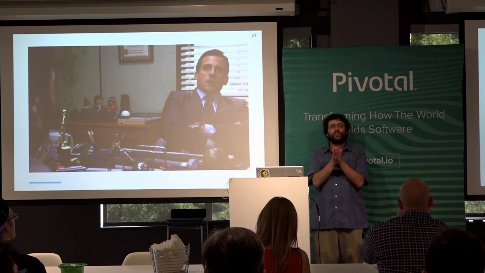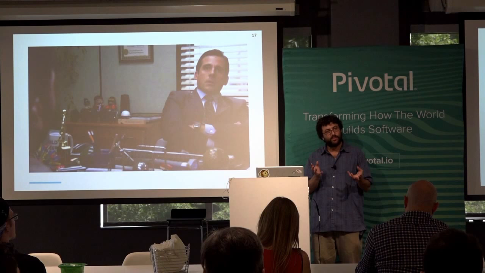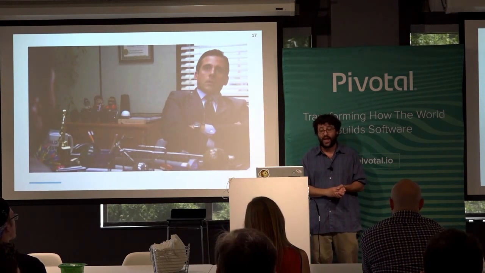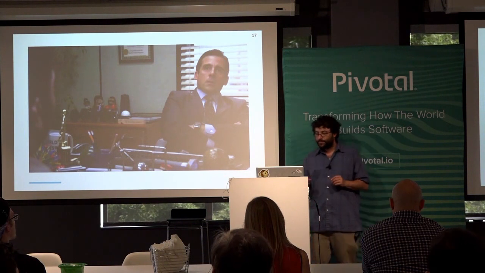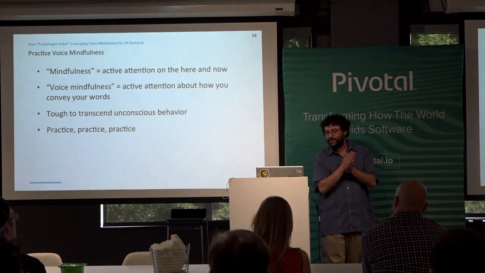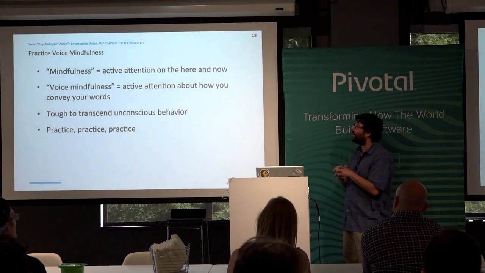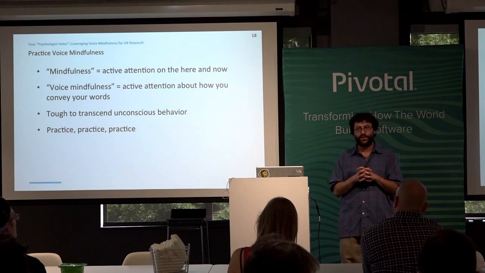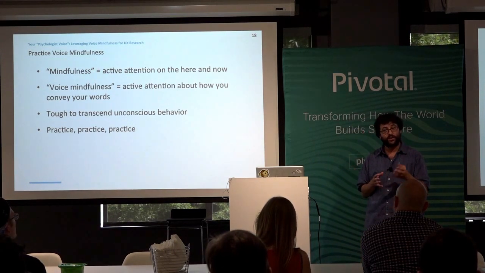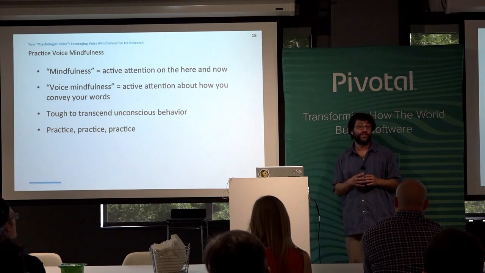And we talk all day long without thinking about our voice. If we start thinking about our voice a little bit, we may be able to improve the conversations that we have. So what do I mean by this? So mindfulness is active attention to the thing that we're talking about. So voice mindfulness is active attention to your own voice as you're talking, whether it's in the lab, whether it's in a meeting with coworkers, whether it's over the dinner table.